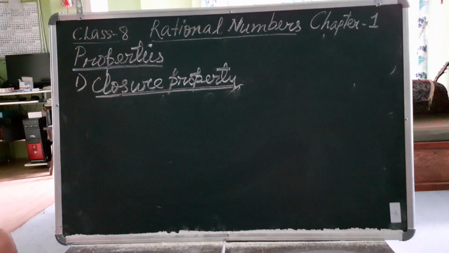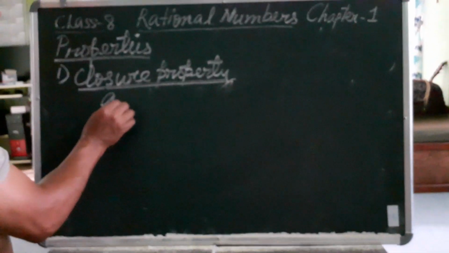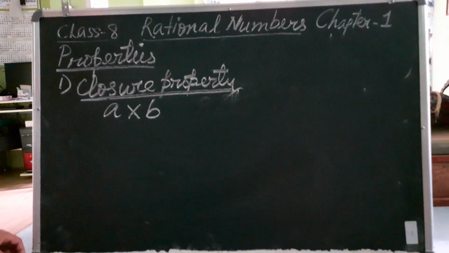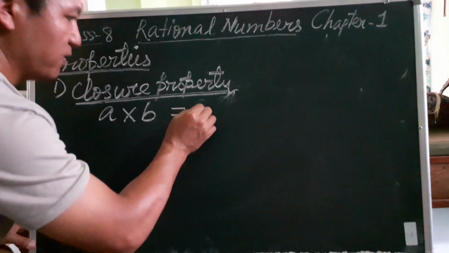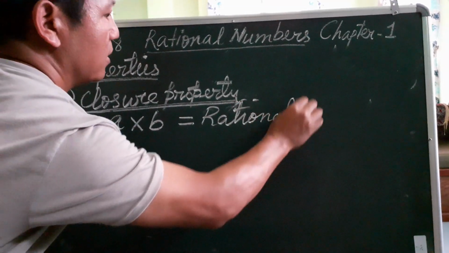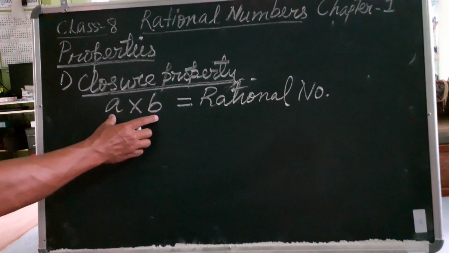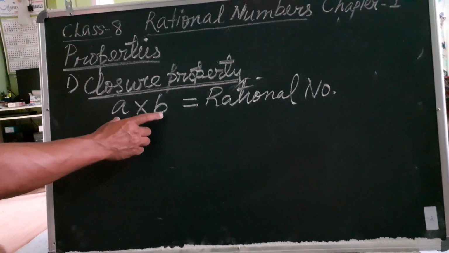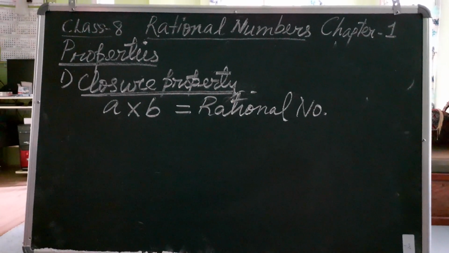If a and b are two rational numbers, then a multiplied with b, a into b, will give a rational number. This means that the product of two rational numbers is always a rational number. This is called closure property of multiplication. The product of two rational numbers is a rational number.